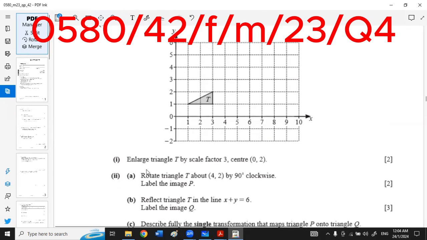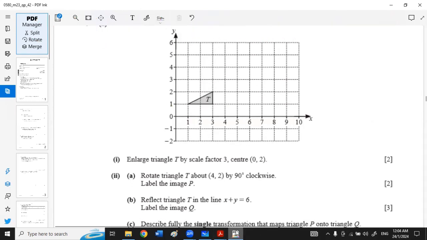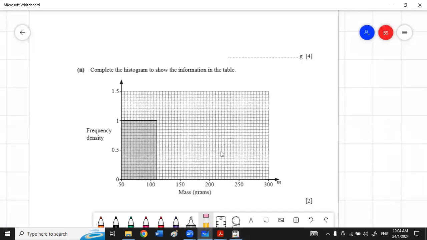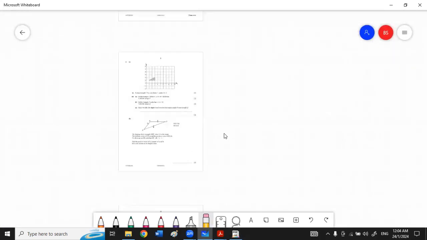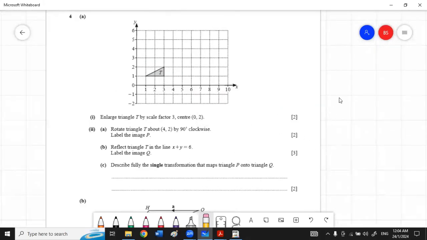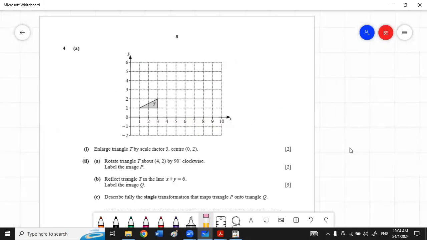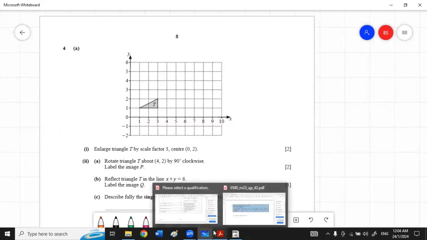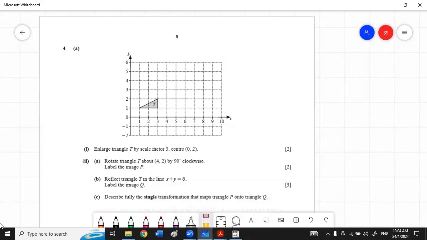Part A, okay, first, enlarge triangle T by a scale factor of 3, center (0, 2). Okay, we do here. (0, 2) will be here. Okay, we just draw a line.